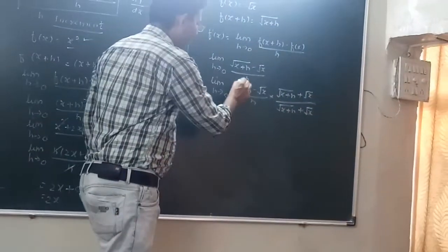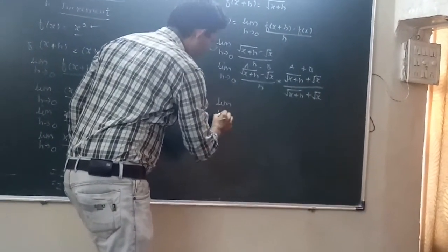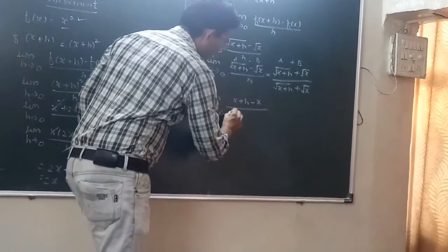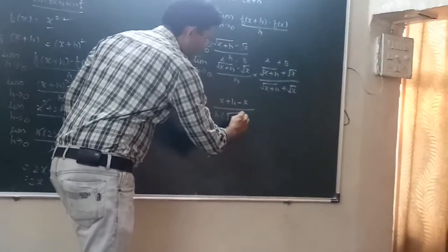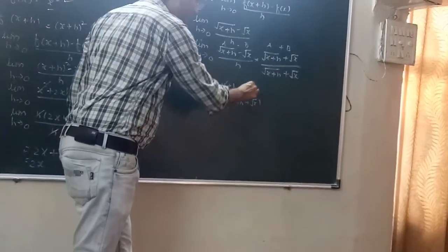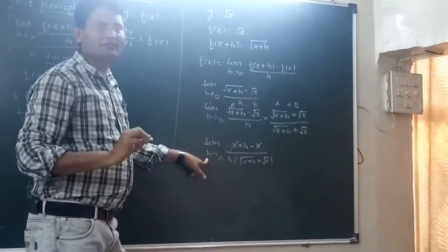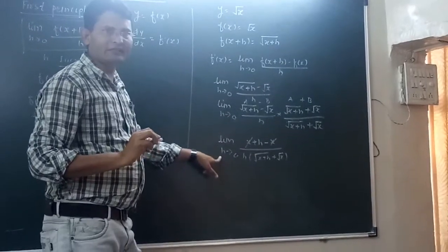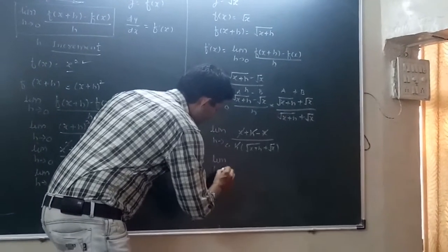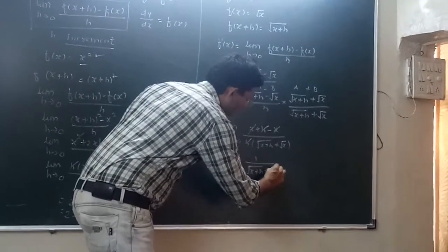After simplifying, let's say a minus b and a plus b would be a square minus b square, so the root would be lost and the denominator as it is. After losing the root, x got cancelled, and as h tends to 0, what is the cancelling term? Cancelling term is h. So h h got cancelled over here. And what is remaining then? Limit h tends to 0, 1 upon under root x plus h plus root x.